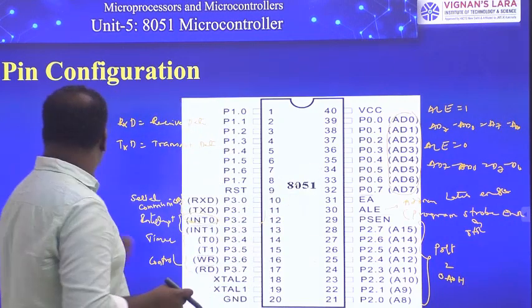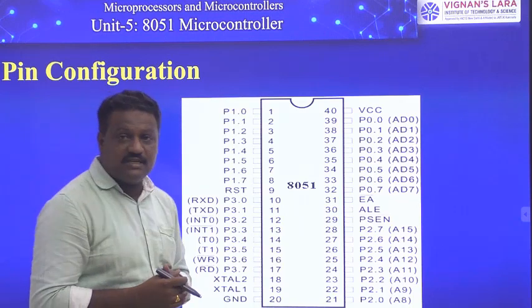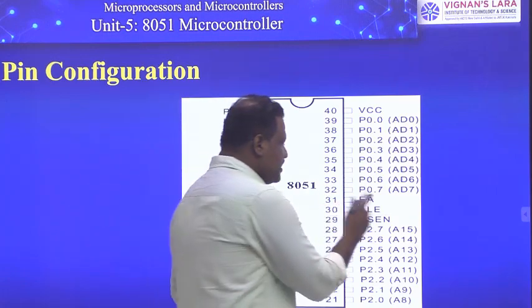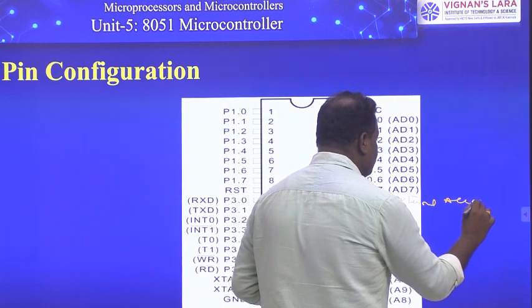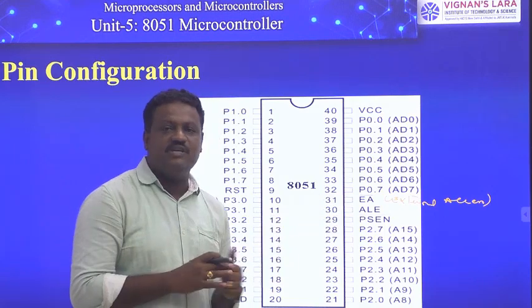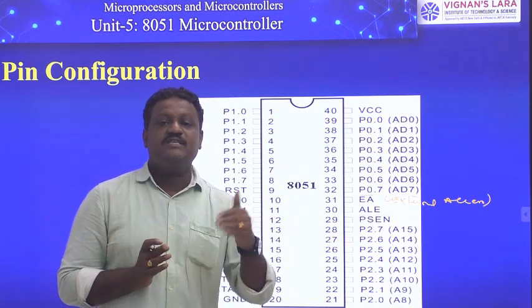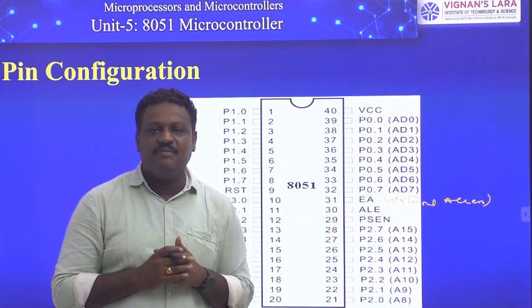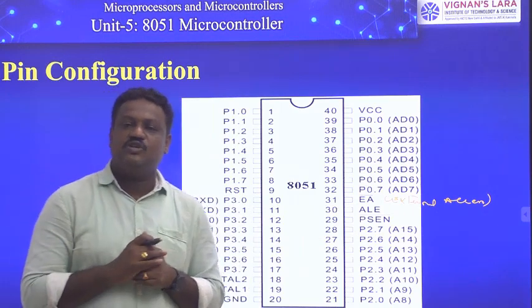Right? And coming to the next signal, EA bar. EA bar means external access. Again, it is an active low signal like our PSEN bar. Whenever your controller wants to communicate with external random access memory or external read-only memory, at that time the EA bar signal logic level is 0.